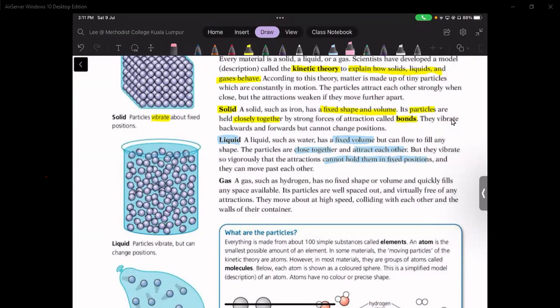You know? So the attraction cannot hold them in a fixed position. They will move past or slide past each other.